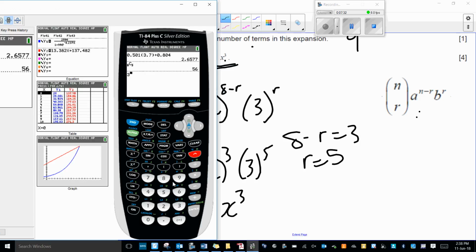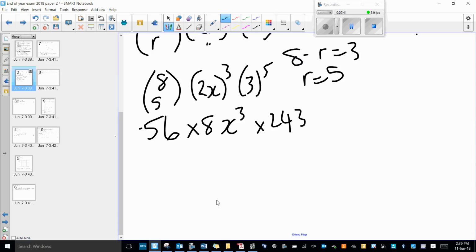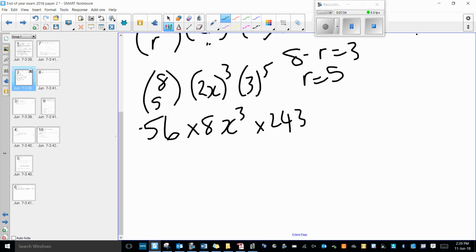Is 243. And we're just going to multiply those numbers together. So 56, 8, and 243. So 243 is in there, 56, and 8. Gives us 108864 x cubed.